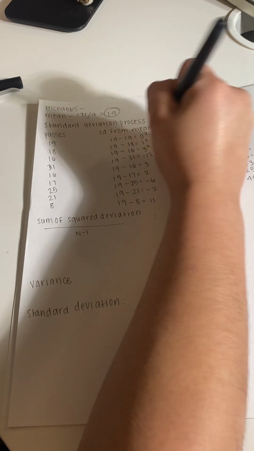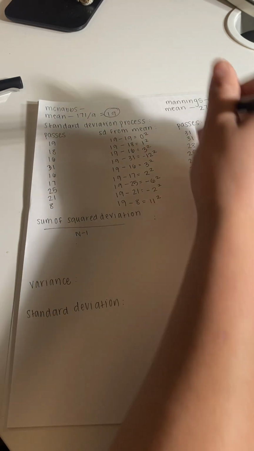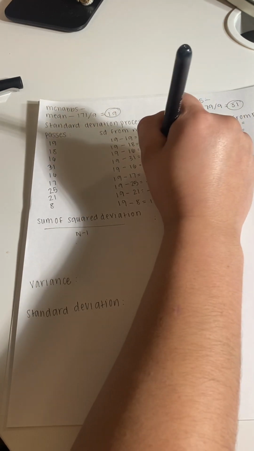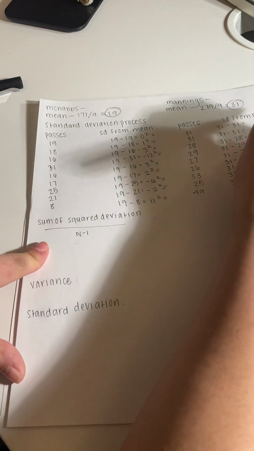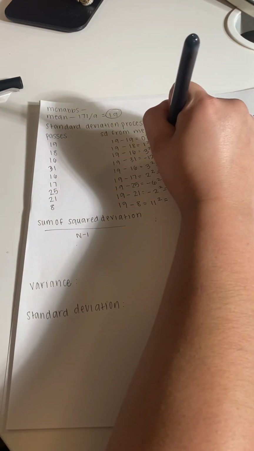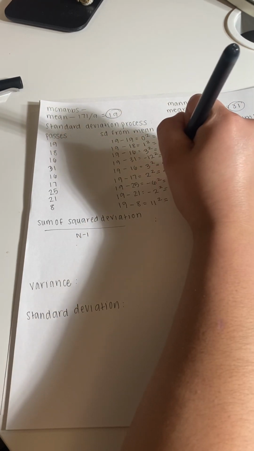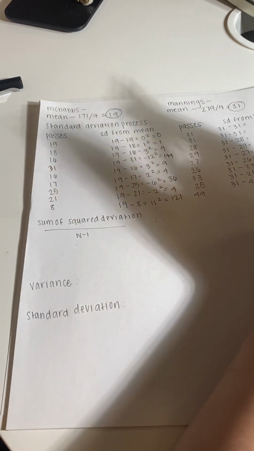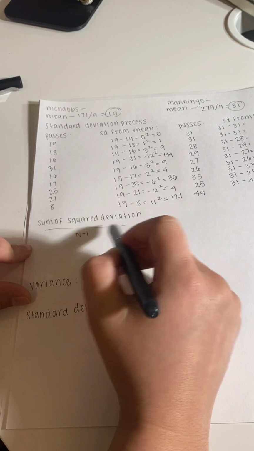So just square each one. And then that gives you what you need to get to this process. So 0, 0, 1, 9, 144, 9, 4, 36, 4, and 121. So now this is what you need to put as the sum of the square deviation.